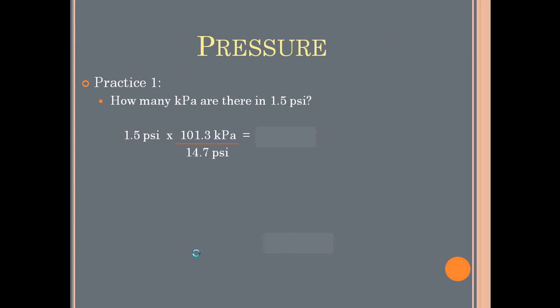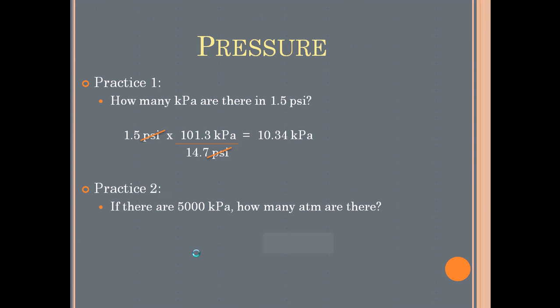On example 2, if there are 5,000 kilopascals, how many atm are there? Well, 5,000 kilopascals times 1 atm divided by 101.3 kilopascals. You cross out the kilopascals on both, then multiply across and divide, which gets you 49.39 atm.